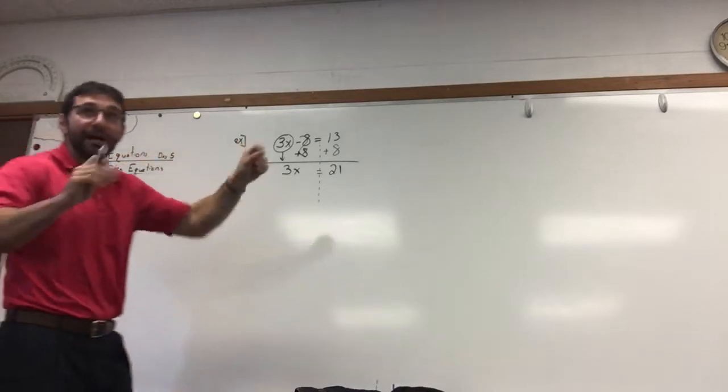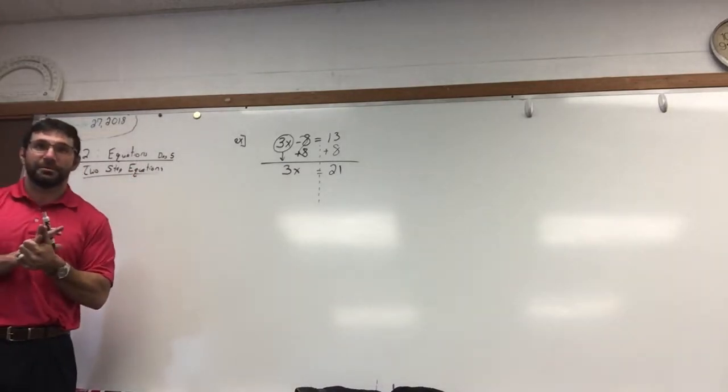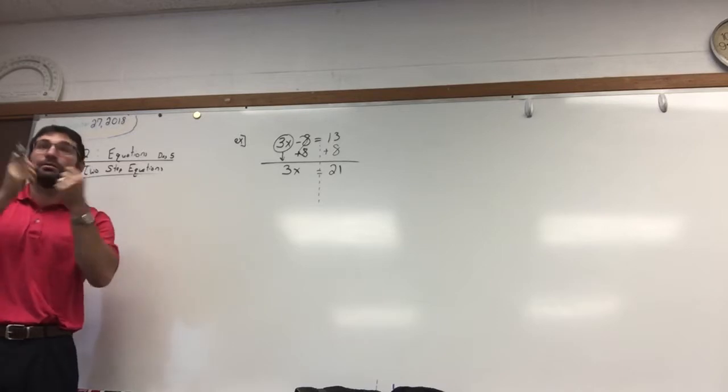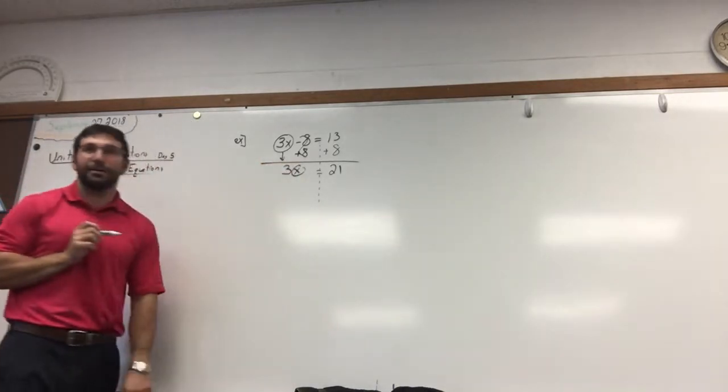Last step. Isolate the variable. How many variables do we want, Caleb? One what? But in this case, one what variable? X. 1x. So we want this 1x right here, right? Everybody with me?